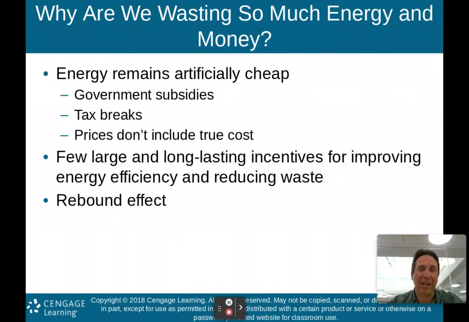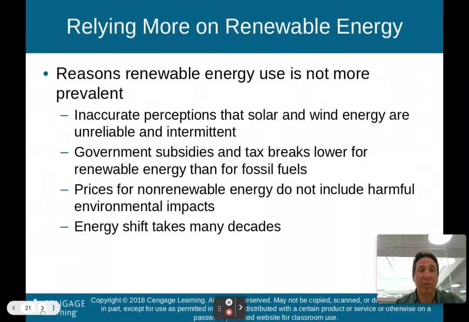That's that full cost pricing. There are few large and long-lasting incentives for improving energy efficiency and reducing waste. We don't have a lot. There are very few of them, so maybe we need to come up with these bigger and more long-lasting incentives, and something called the rebound effect, right? We really don't necessarily want to do this because it's maybe more difficult to be able to do.